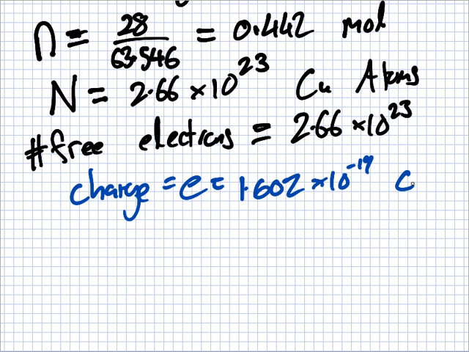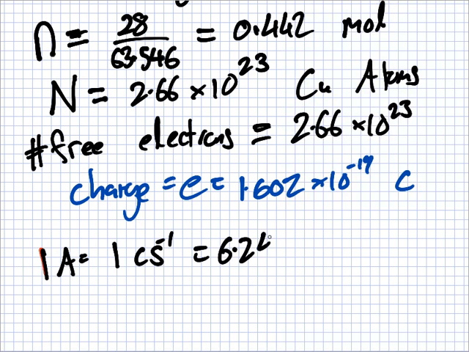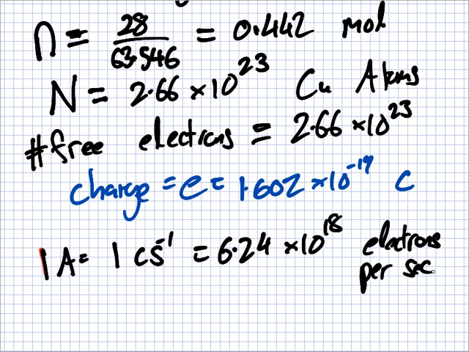Yeah. Right, so we could calculate, sorry, I keep changing my colours here. 1 amp equals 1 coulomb per second. How many electrons is that? Well, that's 1 divided by that E there. So that would be 1 divided by the E. So that's 6.24 times 10 to the 18 electrons per second. That's how many electrons have to move through the wire in 1 second.